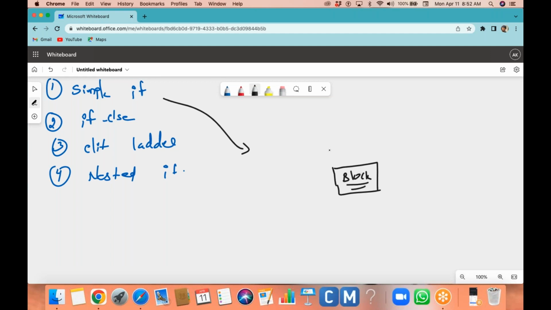This statement's execution depends on the condition. The condition has two options: it can be true or it can be false. If this condition is true, this block of statements is executed. When the condition is true, the block of statements is executed; otherwise, it stops.